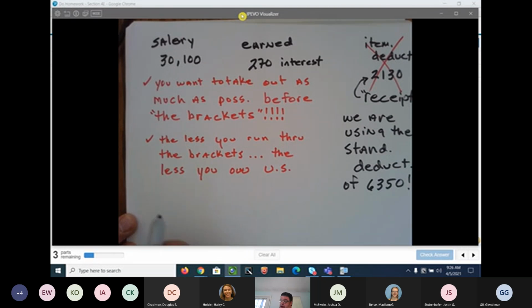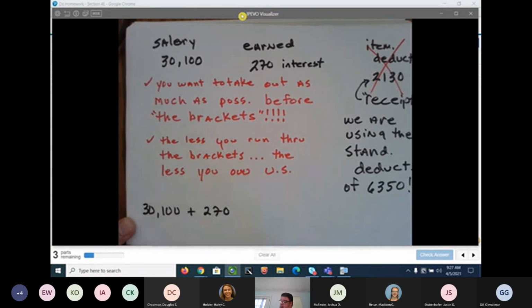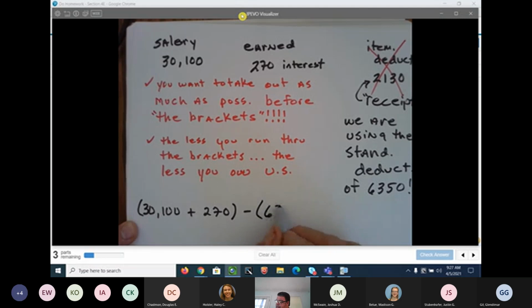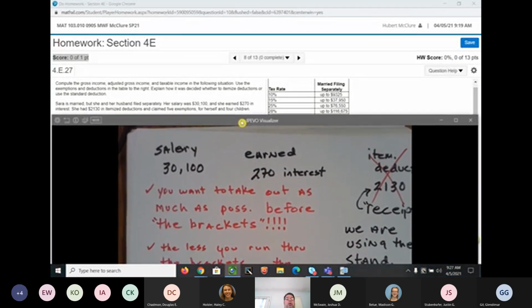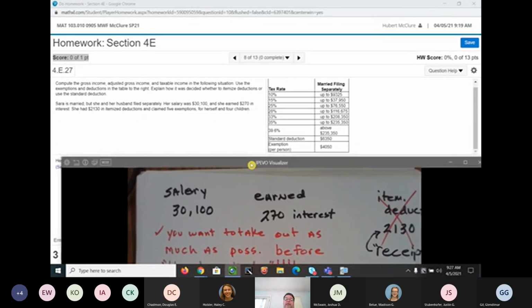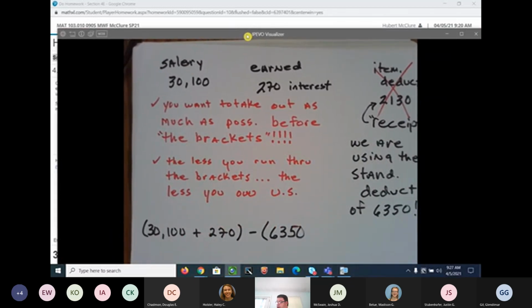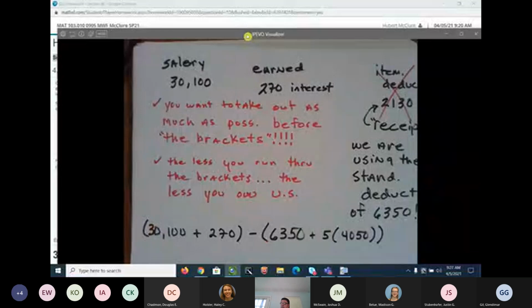So we're going to take 30,100 and add our interest. That's our income, so I'm going to put parentheses around that. And then we're going to minus 6350. And let's see how many dependents she claims. She's claiming five exemptions. So she's saying there are five people that live in her house, her and four other people. So we have to multiply 5 times 4050, so plus 5 times 4050. And that is what your taxable income is going to equal.